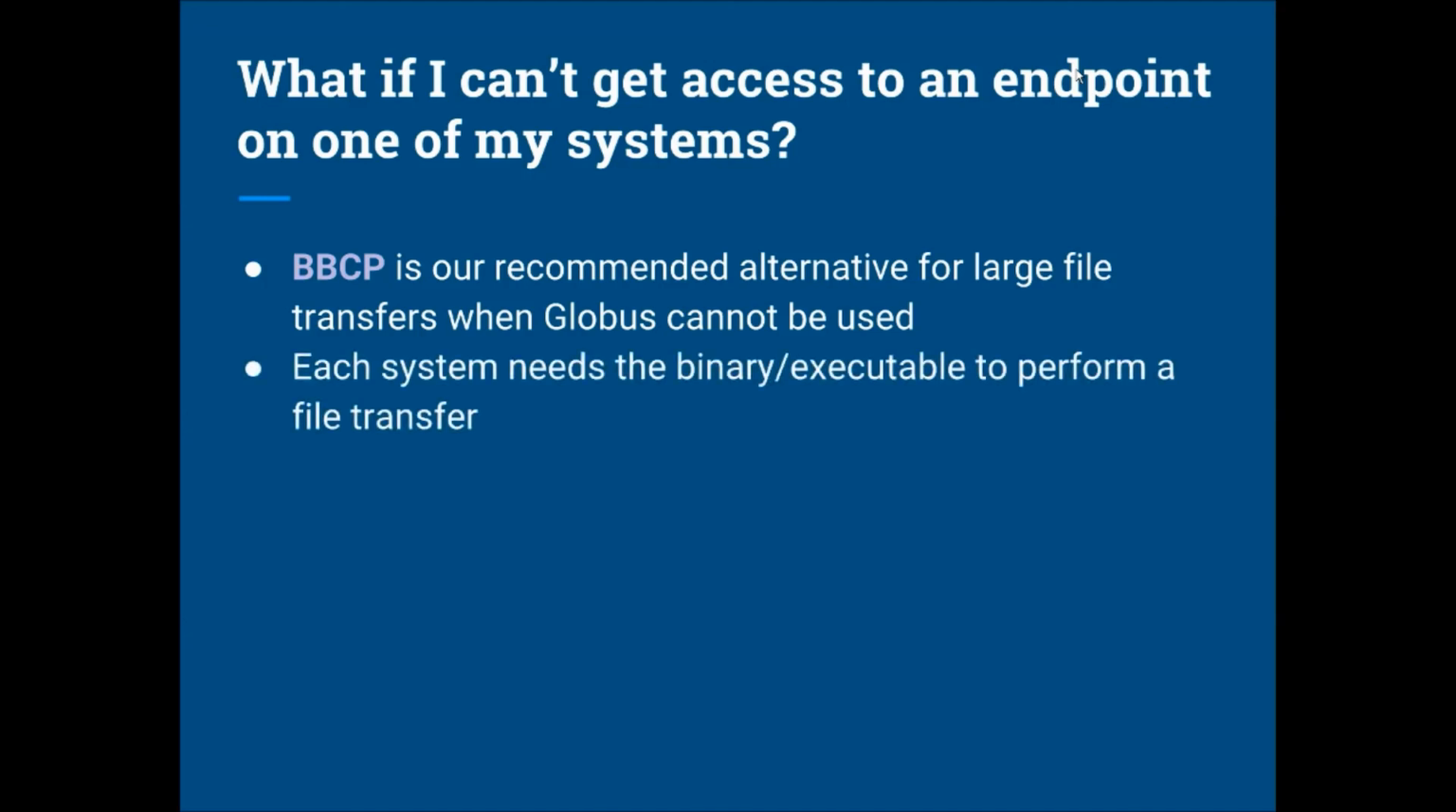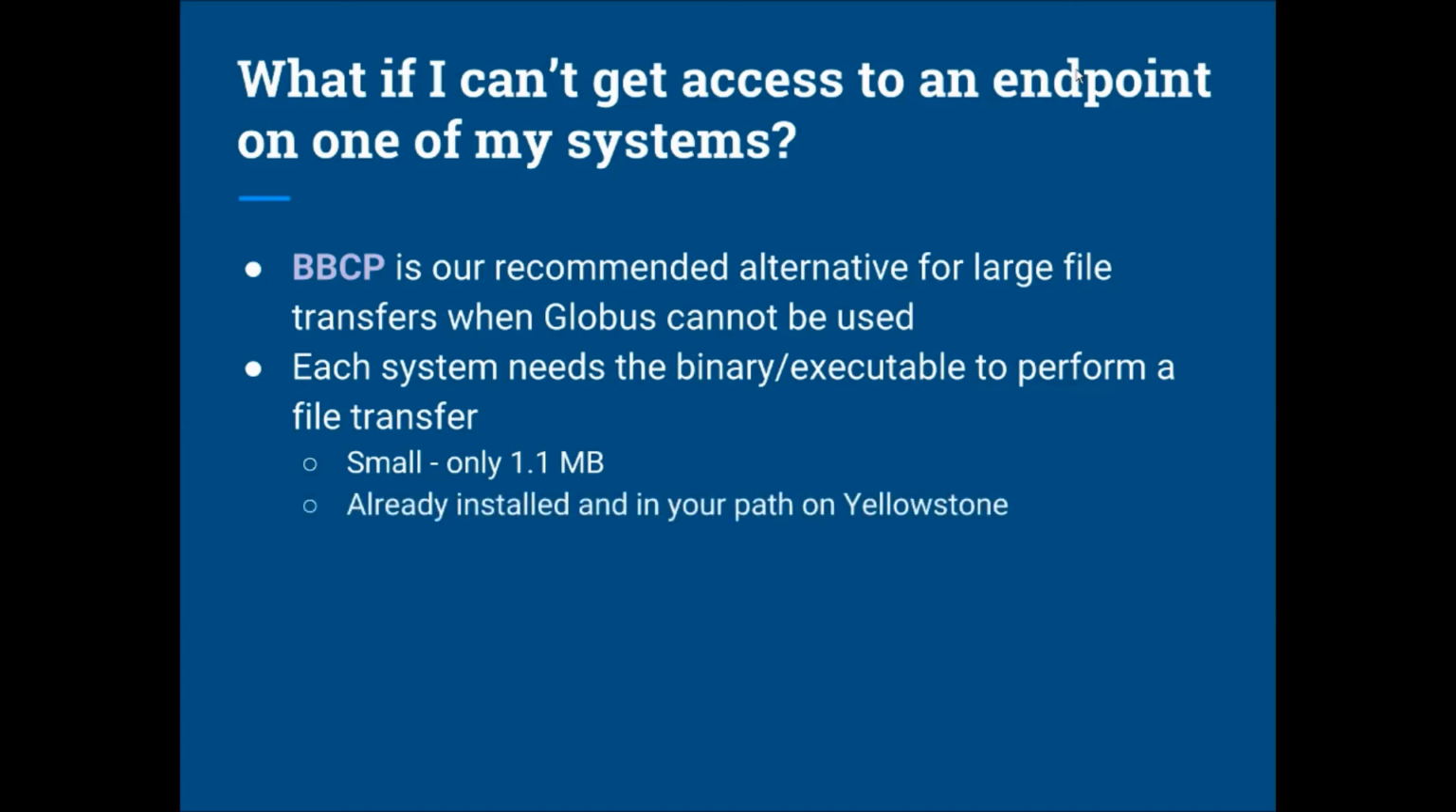Now the only thing you need to do to set this up is that each system, the destination and the source, both need to have the BBCP binary to perform the file transfer. But the nice thing is that the binary is small. It's only about a megabyte. So I tested this out with, again, the CU systems. They didn't have BBCP by default, but I just put that binary on there and added it to my path, and then I was good to go.